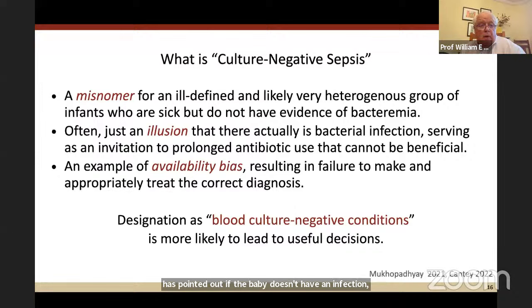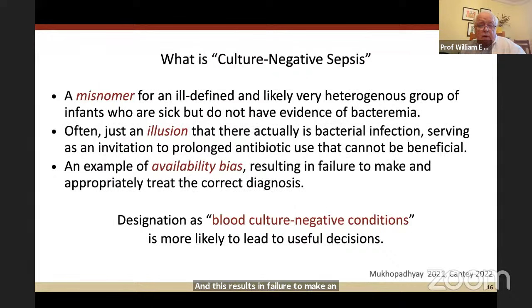This is also an example of availability bias, one of the common diagnostic cognitive errors that we as physicians are prone to, where the diagnosis of sepsis is convenient for us. So we say, well, we know that the data is not perfectly consistent with it, but we think the baby's septic anyway. And because of that, we don't have to look further to figure out what's actually going on with the baby. And this results in failure to make and appropriately treat the correct diagnosis.